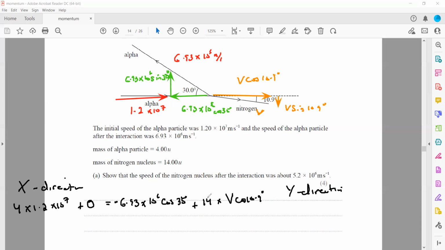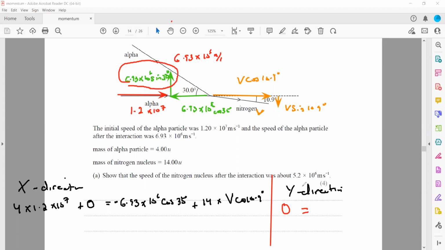And what about the conservation of momentum in the y direction? As there is no component in the beginning, there is no particle moving in the vertical plane. So the initial momentum is 0, because both the alpha particle and the nitrogen are stationary, where the alpha particle is moving horizontally, so it does not have any vertical component. And then after the collision, there is a vertical component of the velocity.